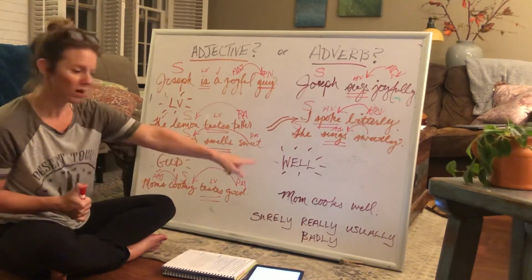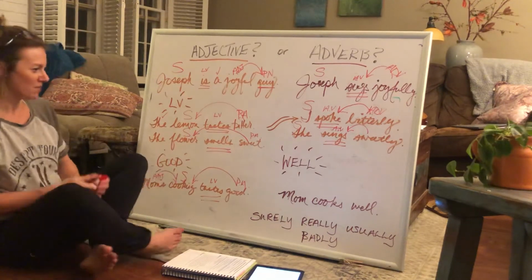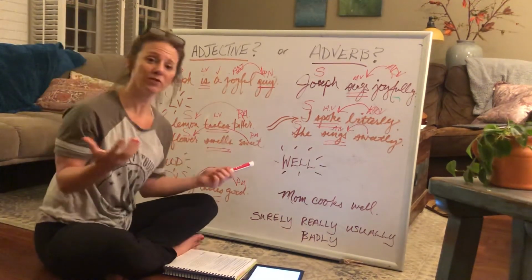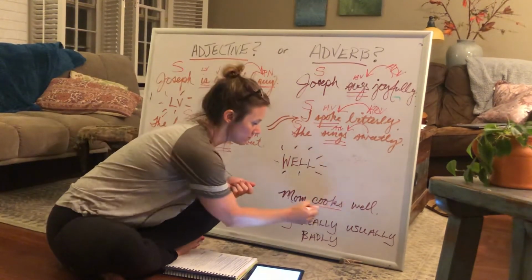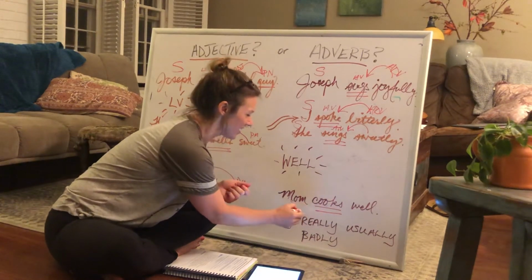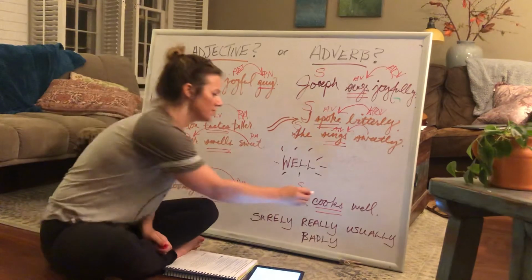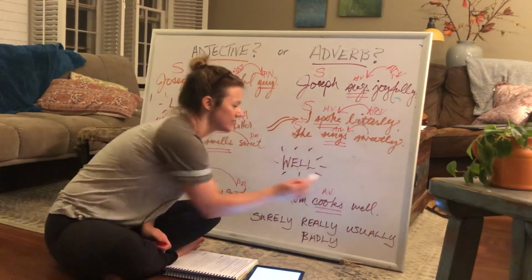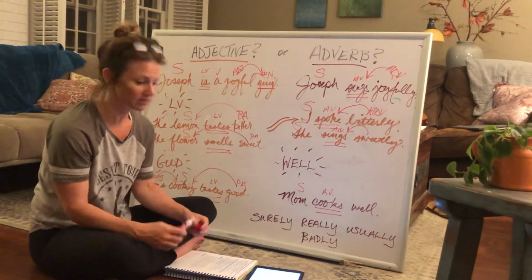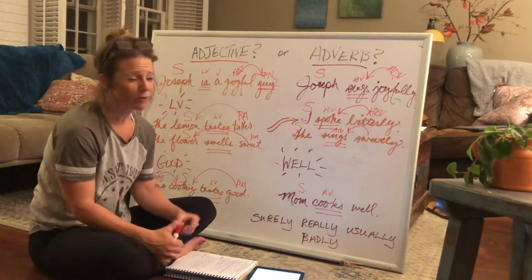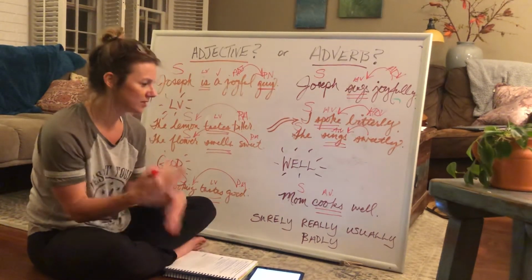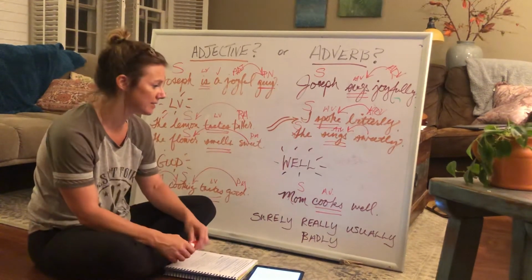Now let's talk about mom and her cooking some more. Mom cooks well. So we're gonna start with a verb. Cooks. Who or what cooks? Mom cooks. Well, this is an action verb. Cooking is not on the linking verb list, and we can't really answer cooks who or what. We don't have a complement in this sentence.